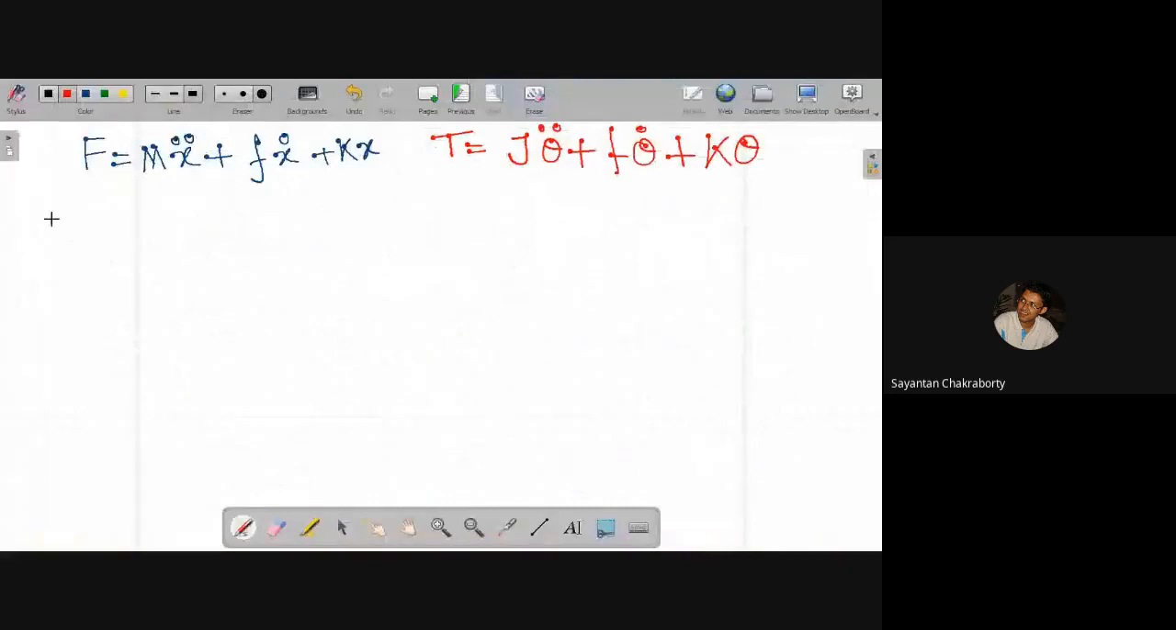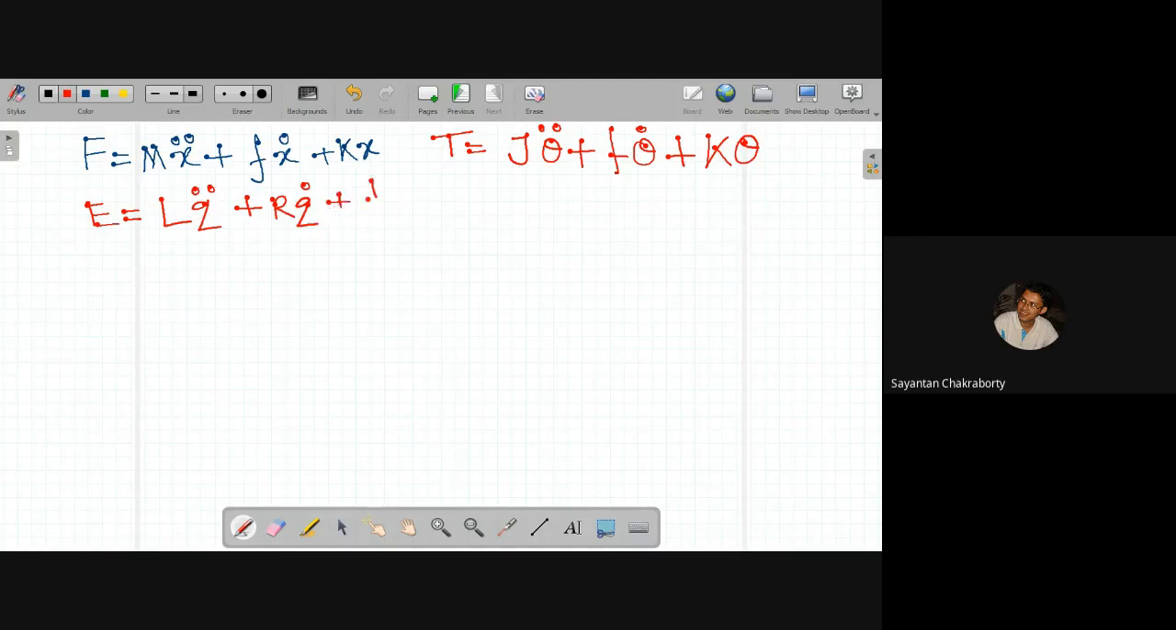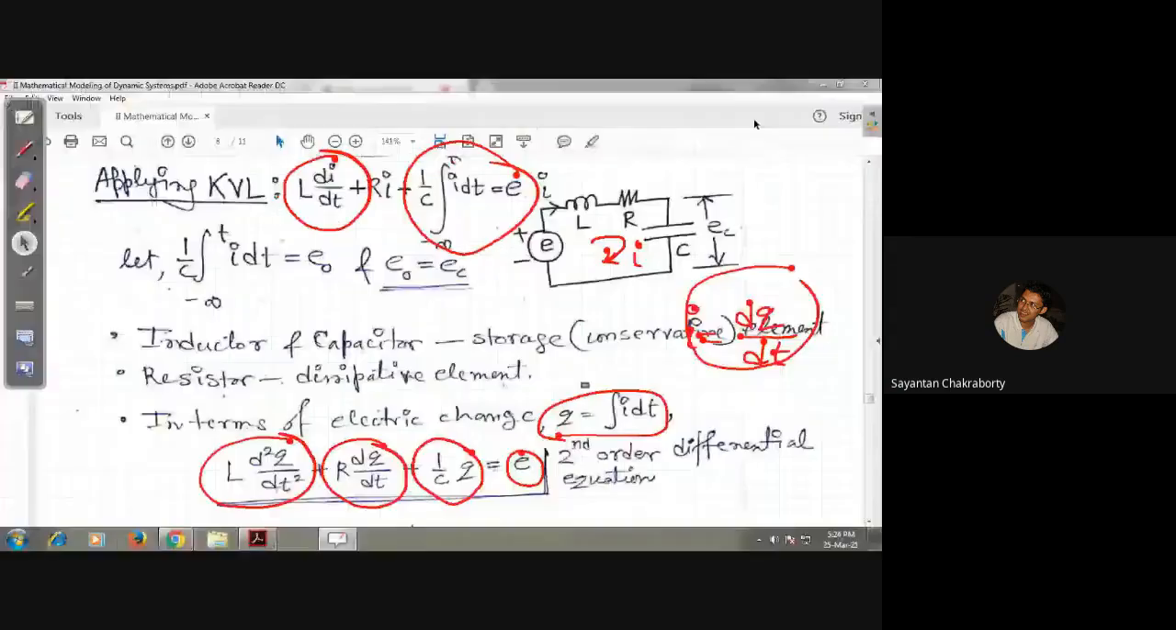Let us write down this equation now again. Your forcing function is E, a voltage source. So the equation becomes L q double dot plus R q dot plus 1/C q equals E. Next, let us consider a parallel RLC circuit.